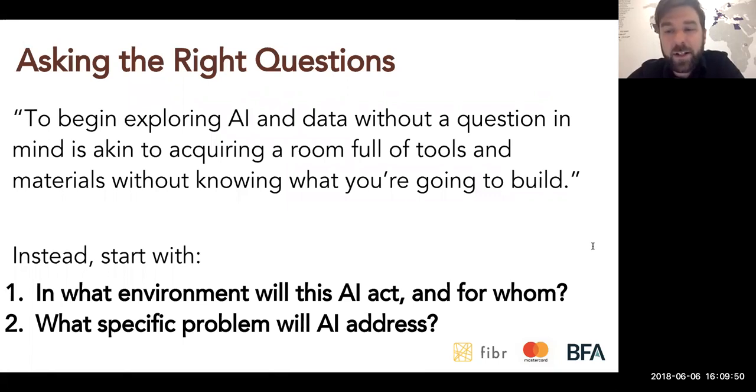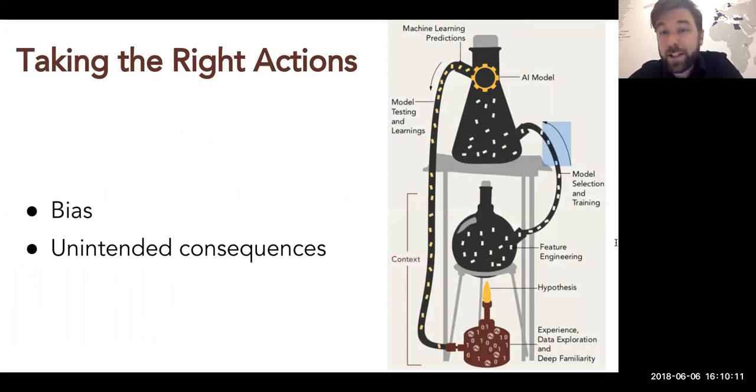And by starting with the problem, it forces you to evaluate AI against that, and other tools for that matter, against that problem. So asking the right questions is one key before even getting into exploring AI. The second topic on the next slide is about then taking the right actions. So this is at the other end of the chain.